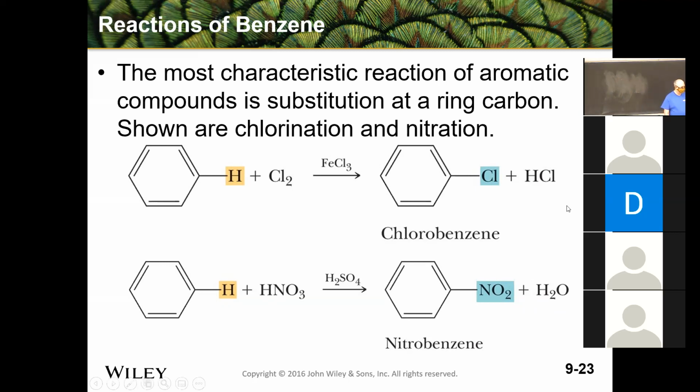If you simply mix chlorine and benzene, nothing happens. But if we add iron 3 chloride, then the reaction occurs. Iron 3 chloride is a catalyst. It speeds up the reaction, lowers the activation energy, and permits the reaction to take place. Without the catalyst, this reaction is prohibitively slow at room temperature.